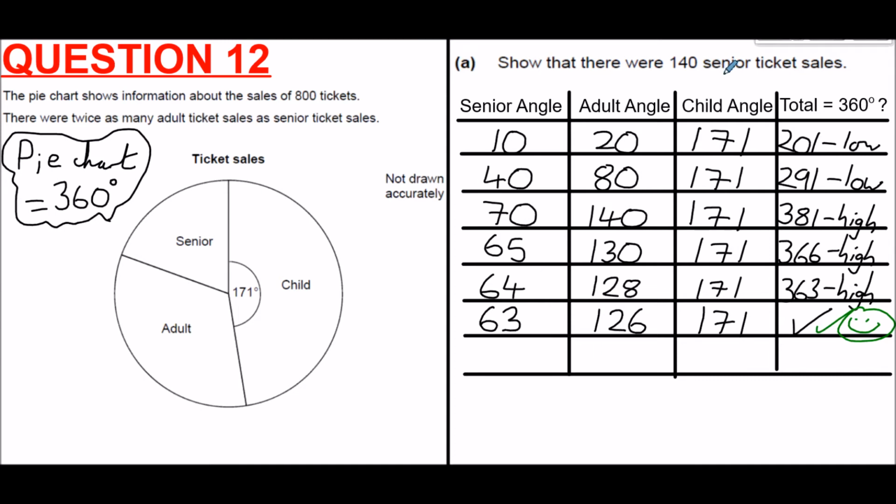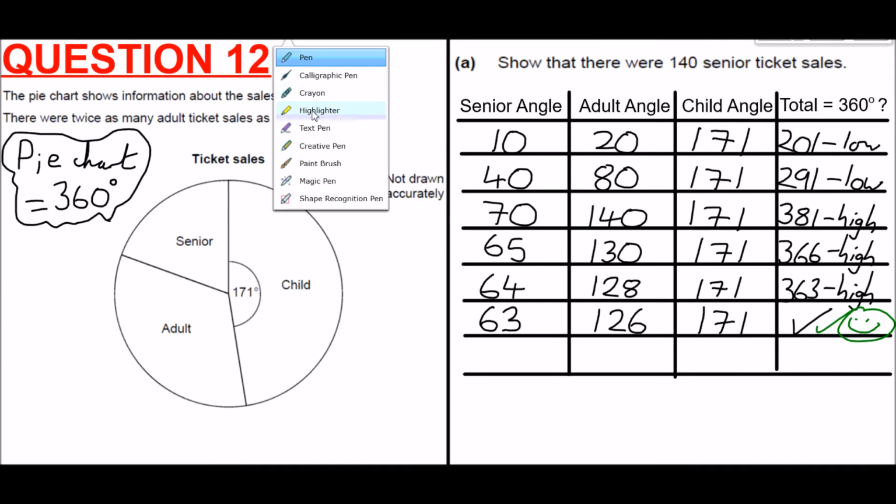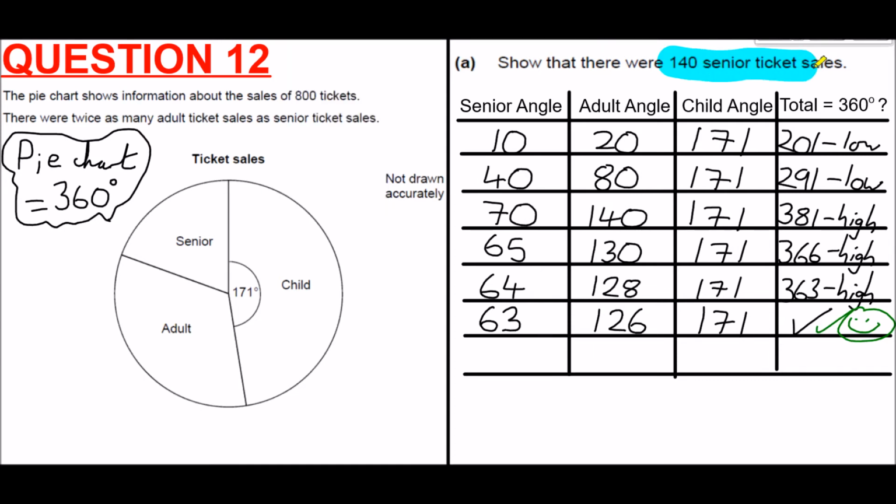And so, 140 senior ticket sales, we now know that the senior's angle must be 63. So now we know that, we can do a quick calculation to work out what fraction the seniors will be. So the fraction of the pie chart for the seniors is 63 degrees as a total of 360. So it's going to be that fraction of the total ticket sales, which is 800.